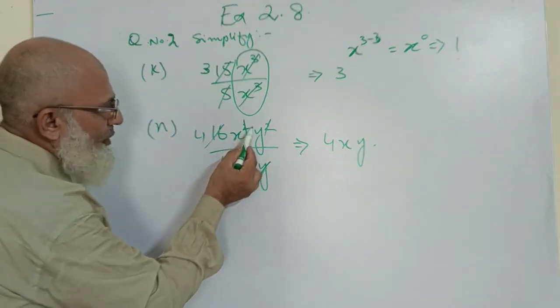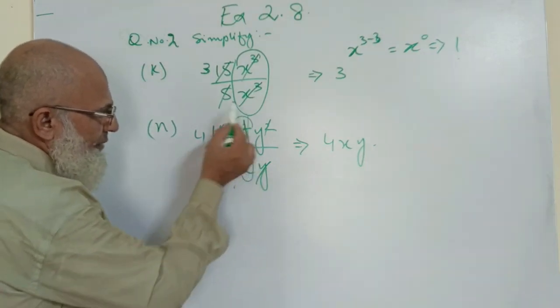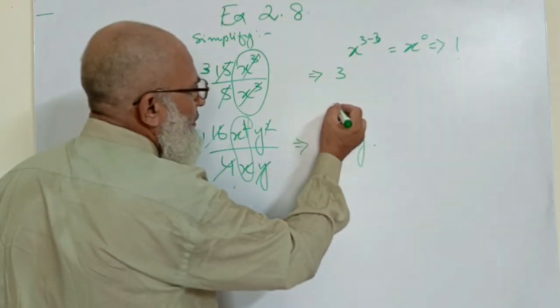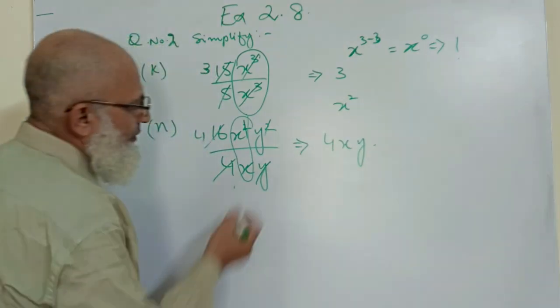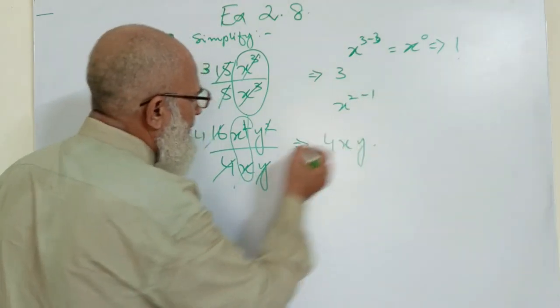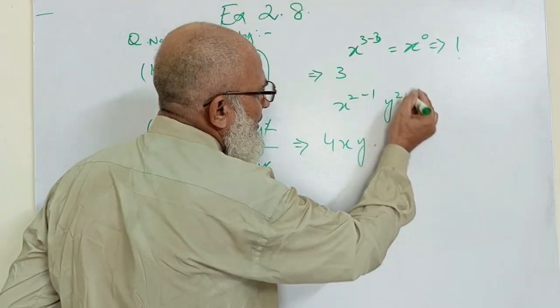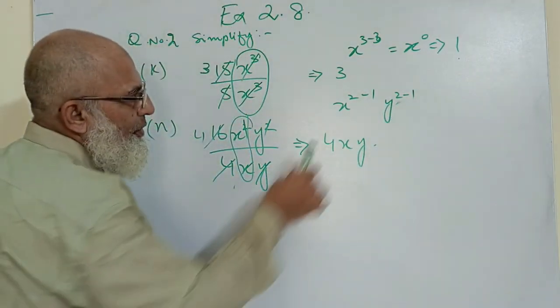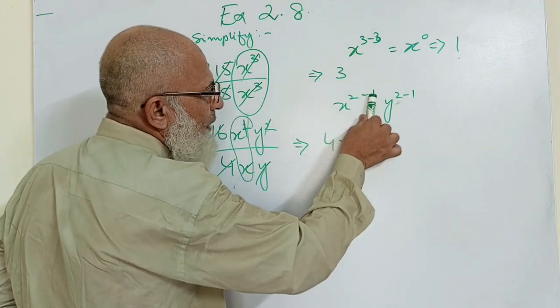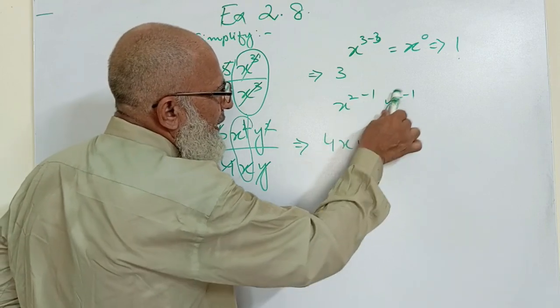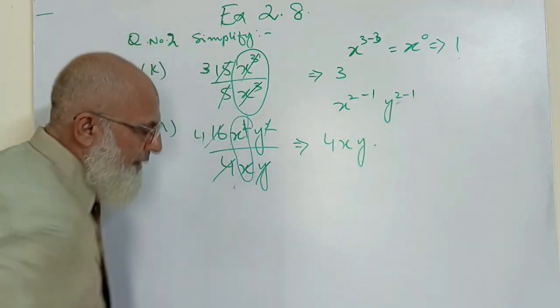Notice over here what is happening. Now x^(2 minus 1) and similarly y^(2 minus 1). So x^(2 minus 1) is x, y^(2 minus 1) is y. The answer is 4xy.